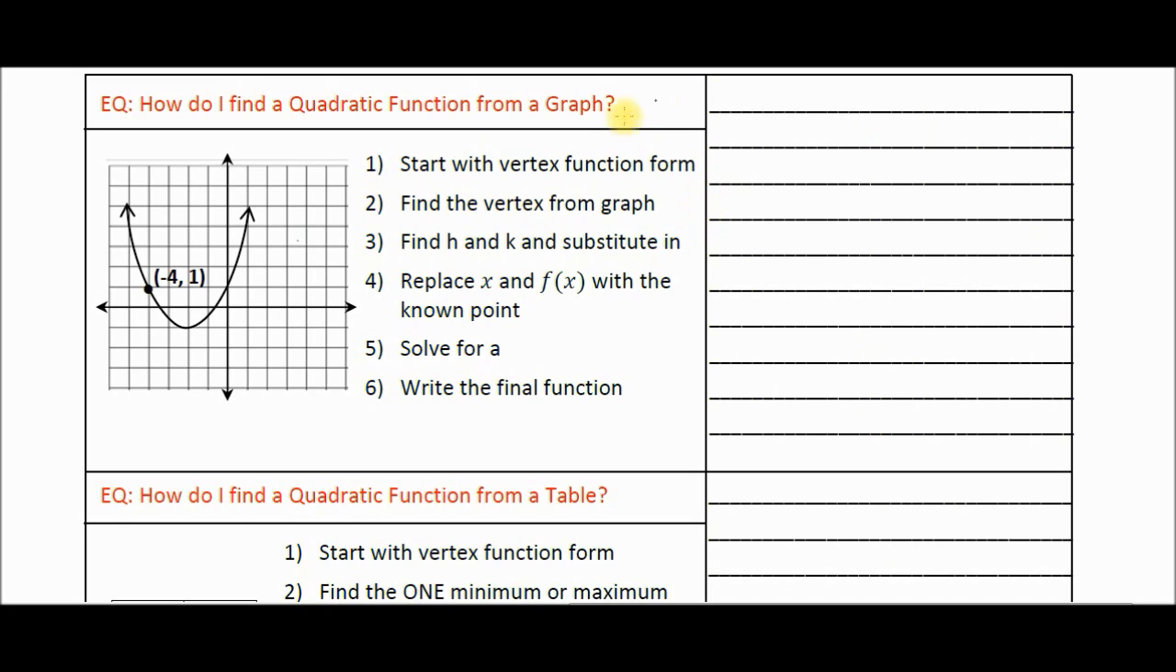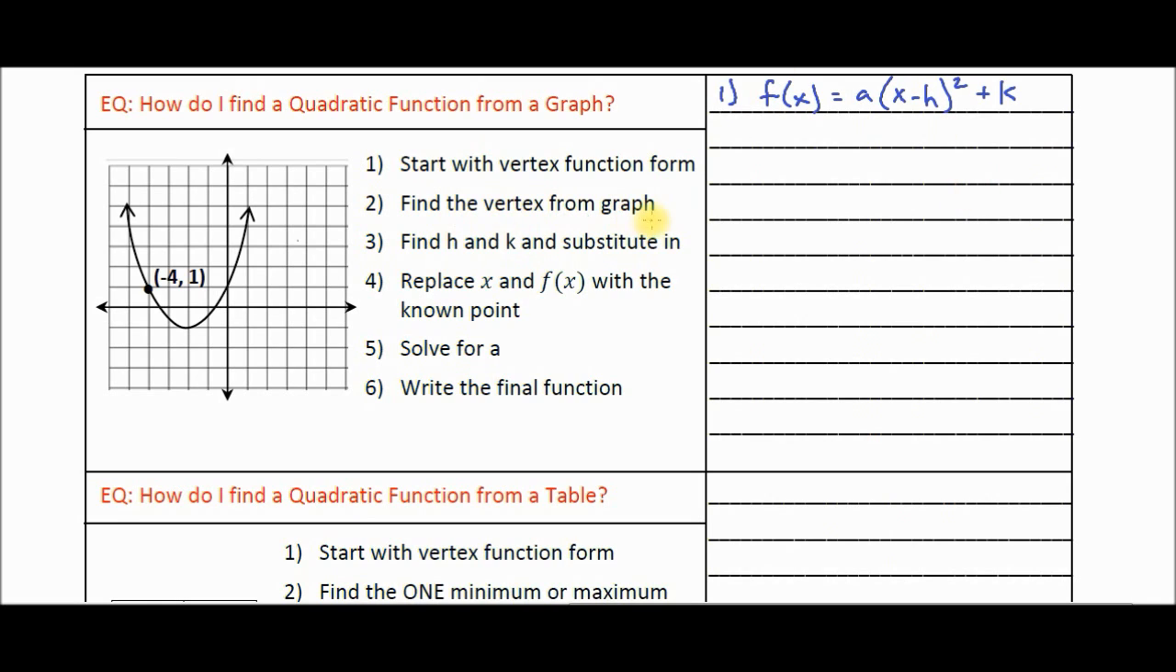Step number 1, start with the vertex function form. So you're going to start off writing out what a function is going to look like if it's in vertex form. This is a times x minus h squared plus k. There is our vertex function form.